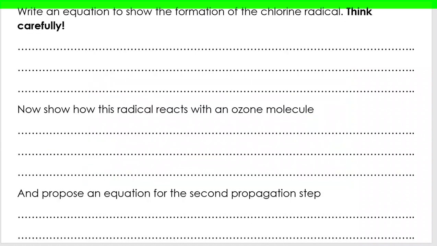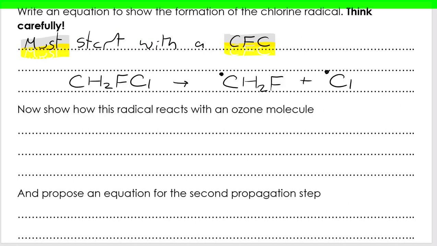So, write an equation to show the formation of the chlorine radical. Think very carefully. Now, this is where people often go wrong because we're so used to breaking down a chlorine molecule. But when we talk about the ozone layer being broken down, it's in the context of chlorofluorocarbons. So you might be given one to break down, or you might simply have to come up with a formula of a chlorofluorocarbon. It's really simple. It's a haloalkane with at least 1 fluorine and 1 chlorine. And when you break it down, we end up with a chlorine radical, and we have a radical of whatever else is left. So we've got our CH2F radical and our Cl radical.